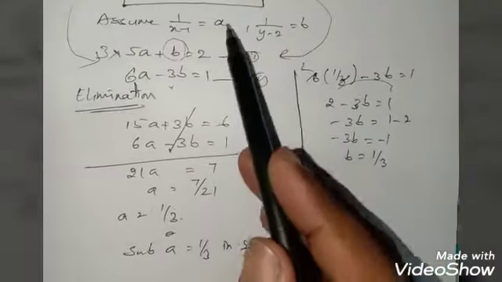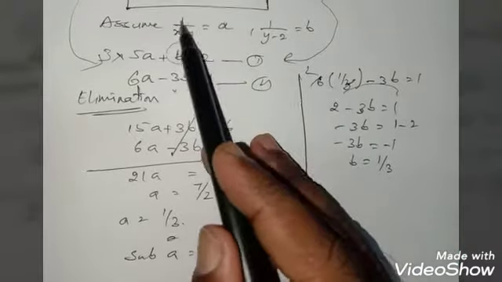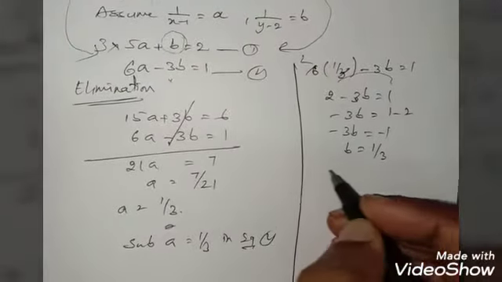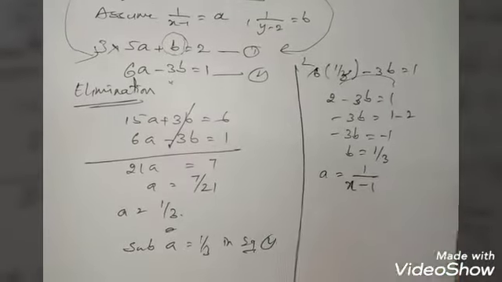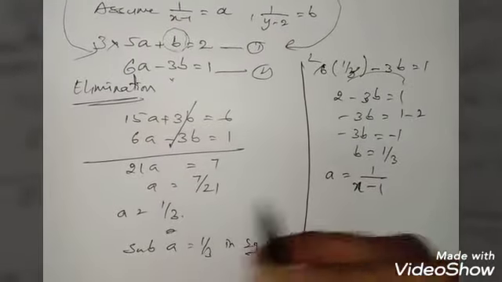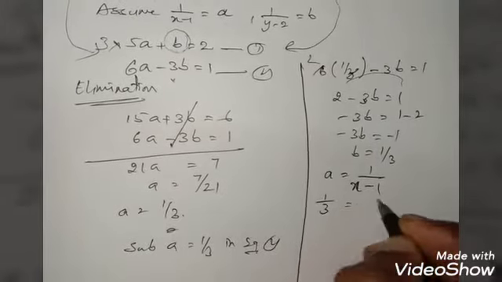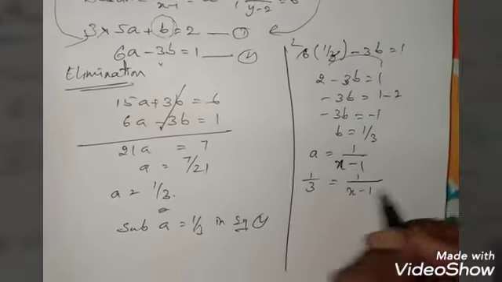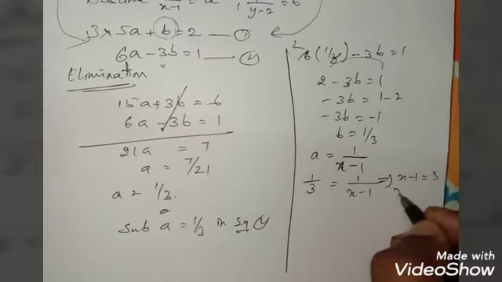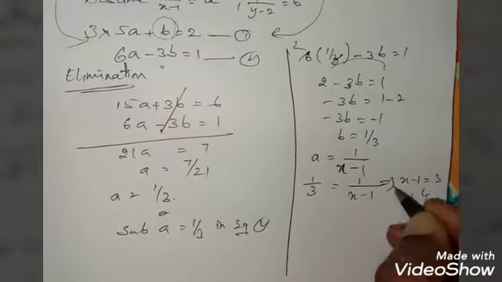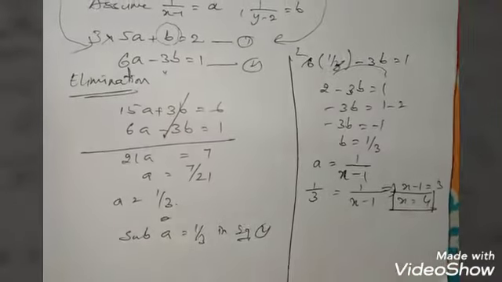Now see, what have we represented a as? a is nothing but 1 by x minus 1. That is a is equal to 1 by x minus 1. So in the place of a, substitute this value, that is 1 by 3 is equal to 1 by x minus 1. Now if I cross multiply, you will get x minus 1 is equal to 3. So x is equal to 4. Like this we are finding the value of x.